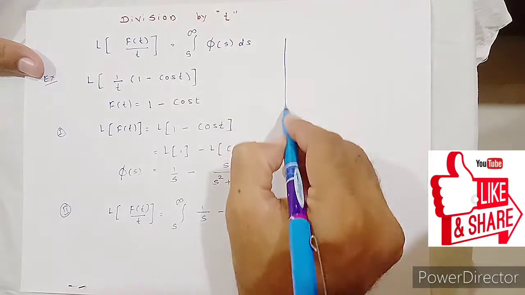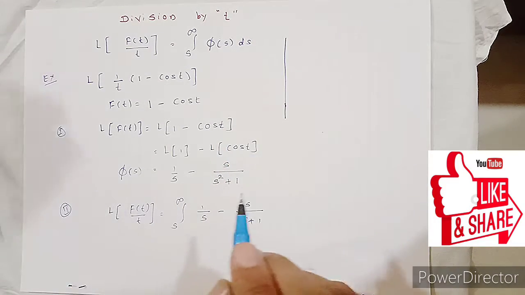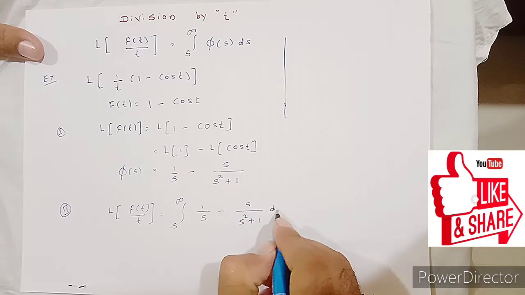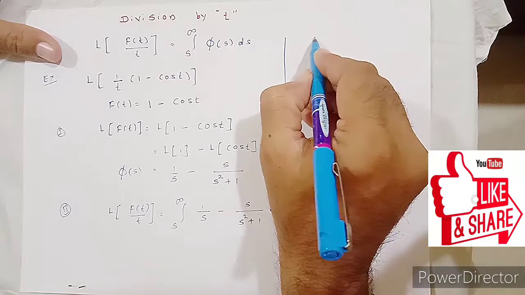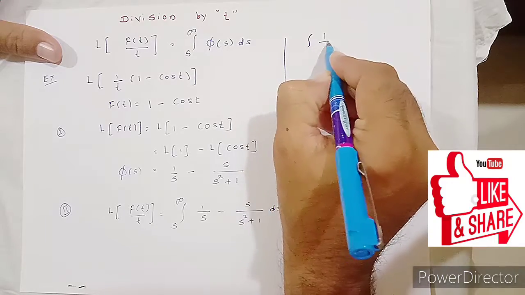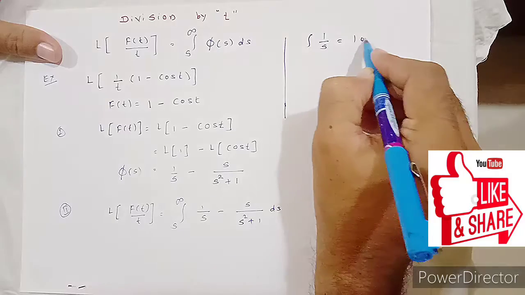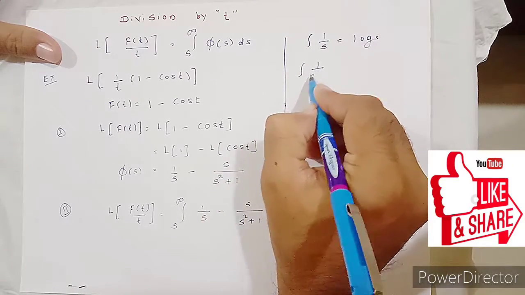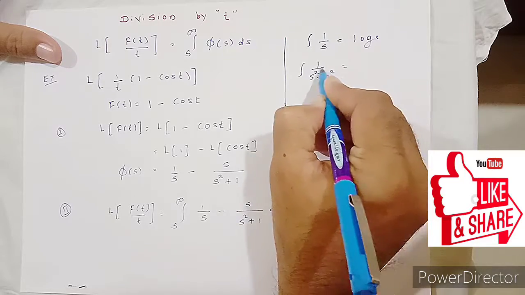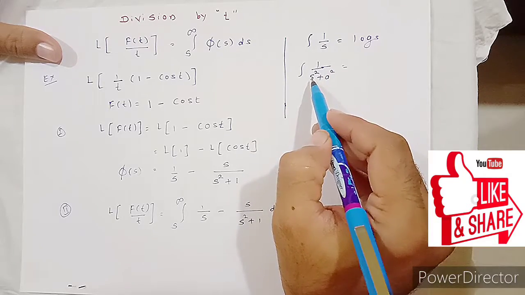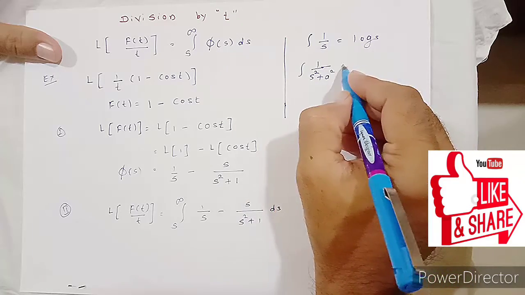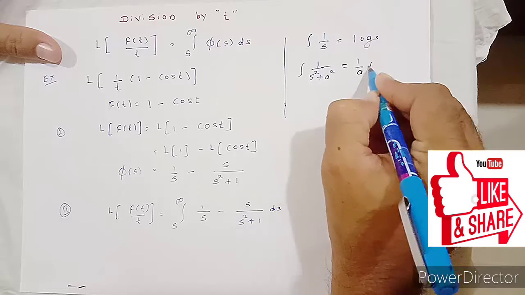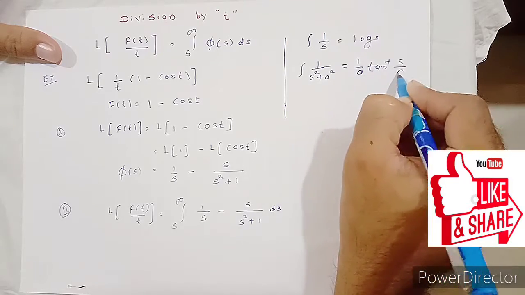Guys, here I am clearing one doubt, since some students commented that there is a confusion about the integration. What is the integration exactly? Just understand: the integration of 1 upon s is log s. The integration of 1 upon s square plus a square, where s is with the power of 2 in the denominator, we use 1 upon a tan inverse of s upon a.